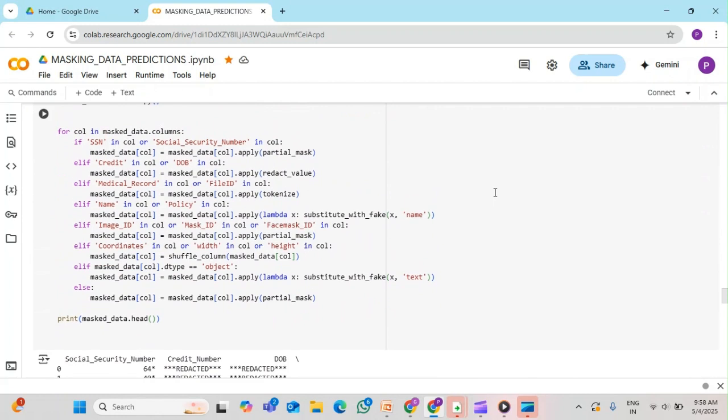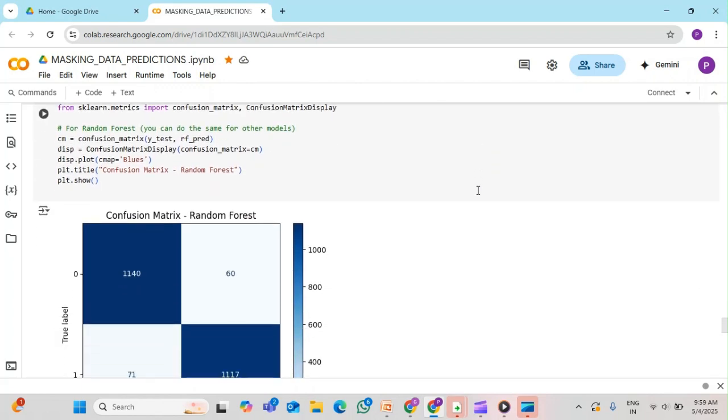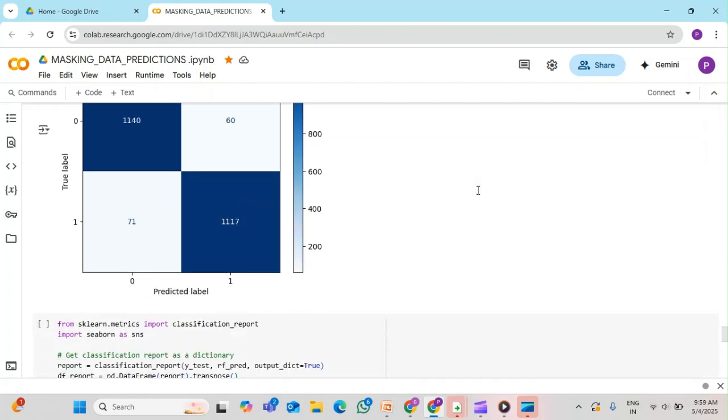By combining these machine learning algorithms, dynamic data masking can identify and classify sensitive data in real time and prevent unauthorized access to data efficiently, optimizing masking strategies for security while maintaining data usability. And here is the confusion matrix.